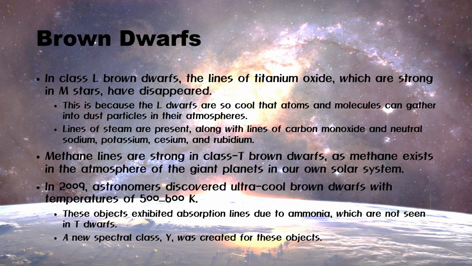And in 2009, astronomers discovered ultra-cool brown dwarfs with temperatures between 500 to 600 Kelvin. Now, these objects exhibit absorption lines due to ammonia, which are not seen in T dwarfs. So a new spectral class Y was created for these objects.